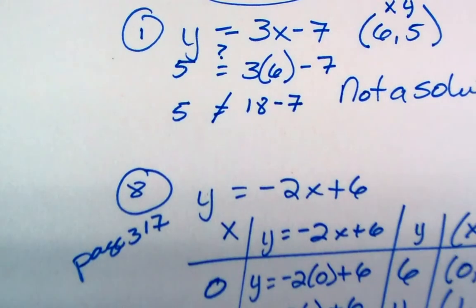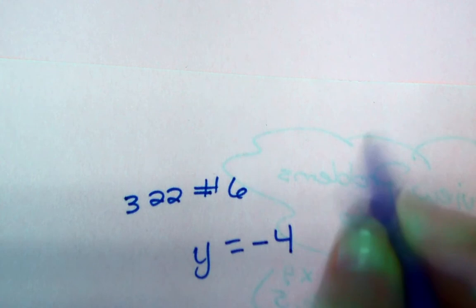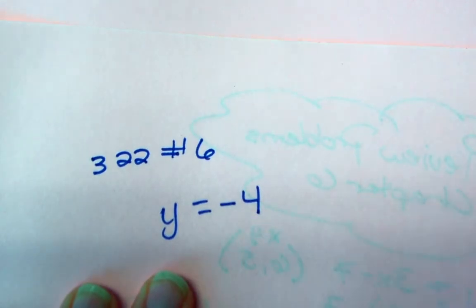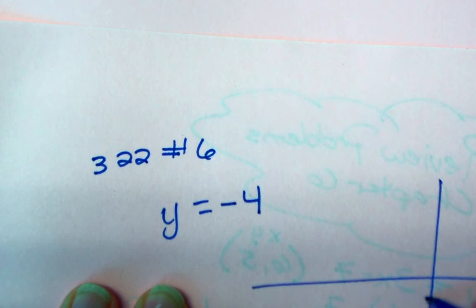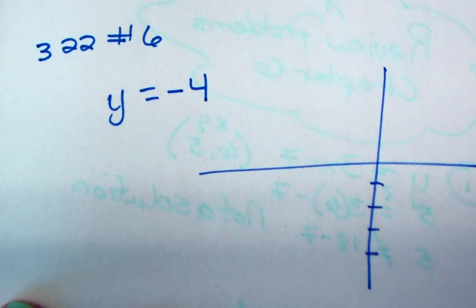And then on 322, so this is number 6, y equals -4. Now it's asking you to graph the line, and so that means that y always has to equal -4. So if I had 1, 2, 3, 4, so y always has to go through this point.